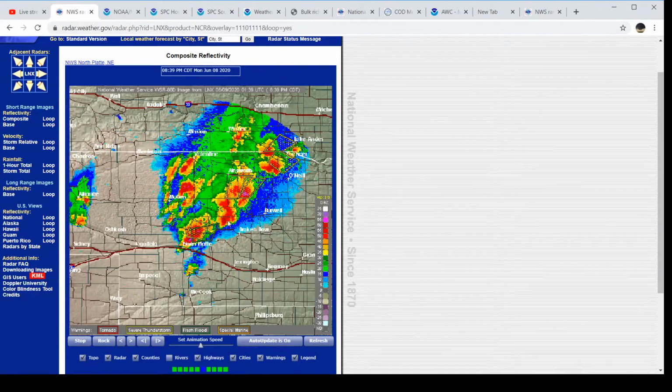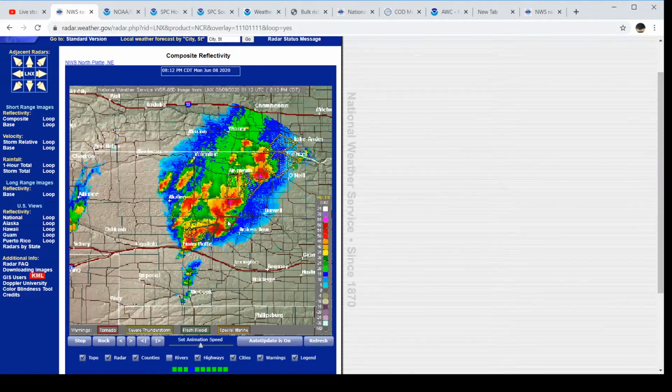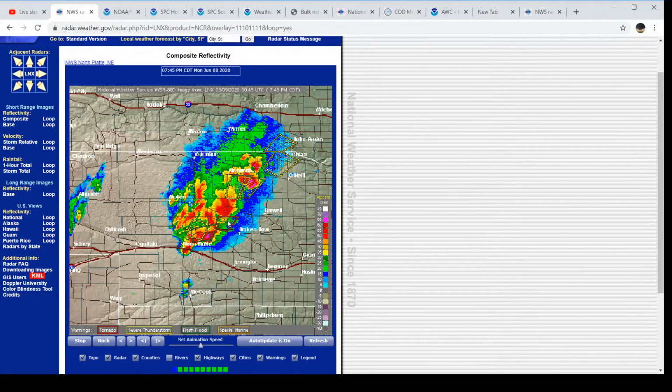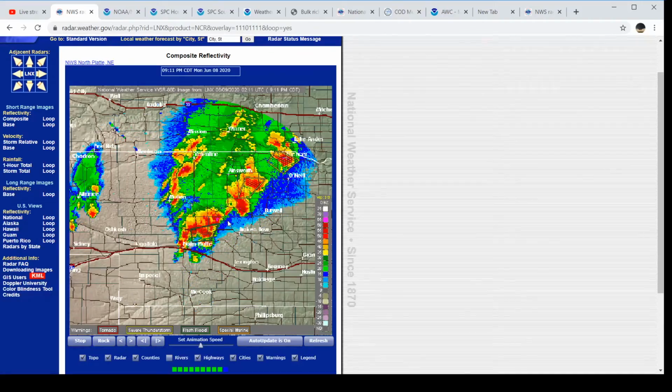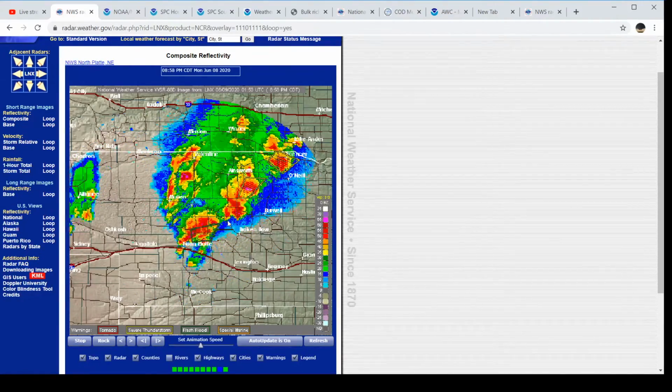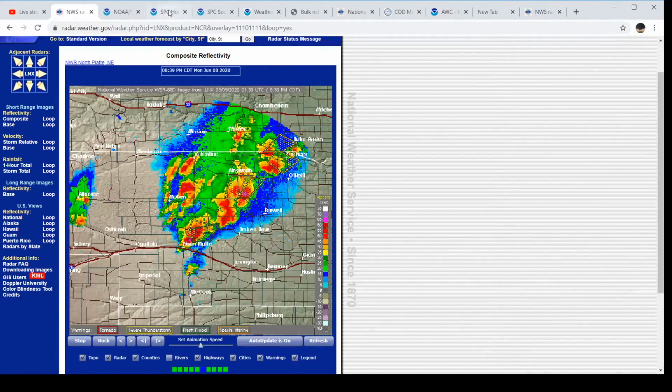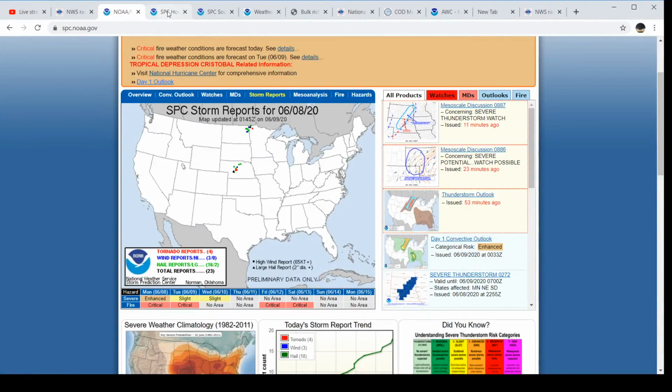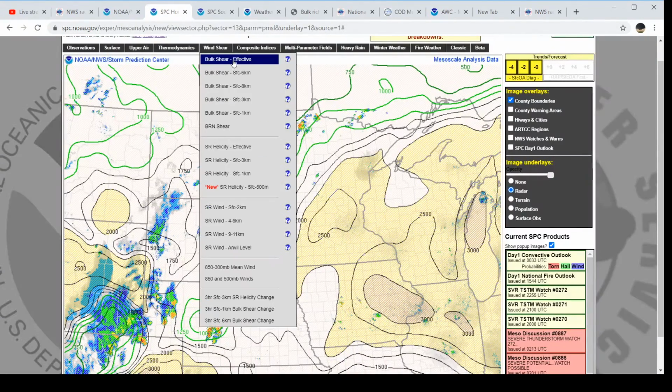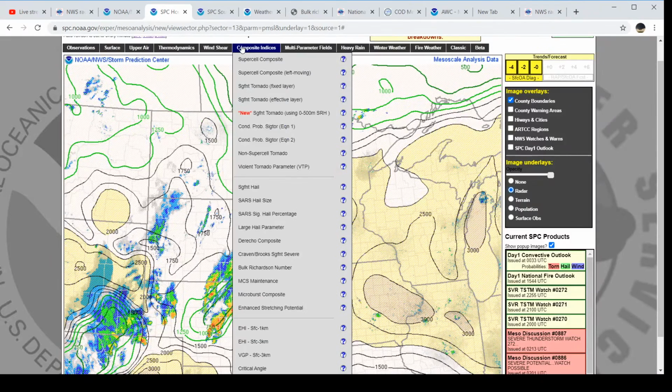Oh wow, that storm just totally disintegrated. Right there. Wonder if that means our bulk Richardson number went up. Still learning about it.